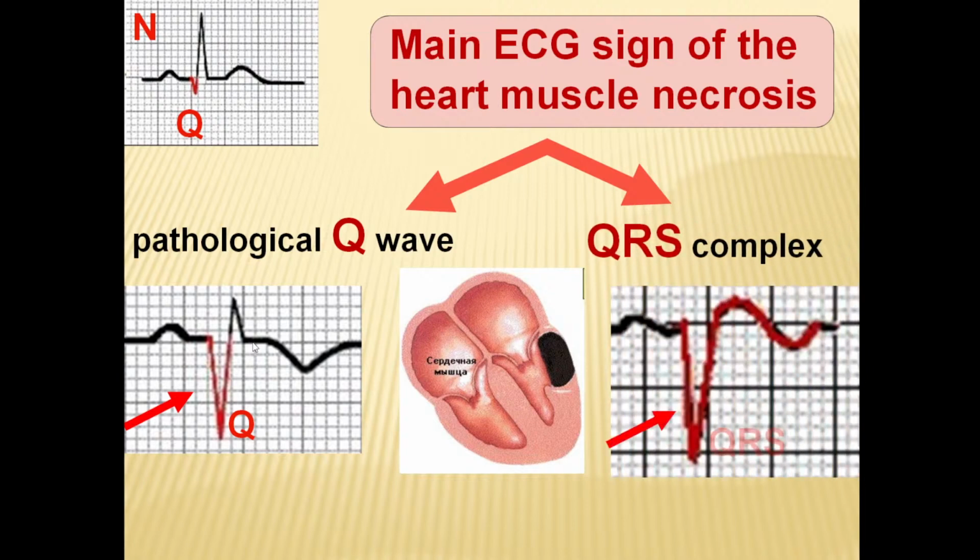Sometimes if the necrotic focus is deep and wide, contraction of the heart muscle in this area is impossible, and the R wave becomes invisible. We are talking about a pathological QRS or QS complex, because the R wave indicates heart contraction. You see normally the R wave is nearly 10 millimeters. It diminishes if the heart contraction decreases, and if contraction is impossible in some areas, the R wave becomes invisible, and we are talking about a pathological QS complex.